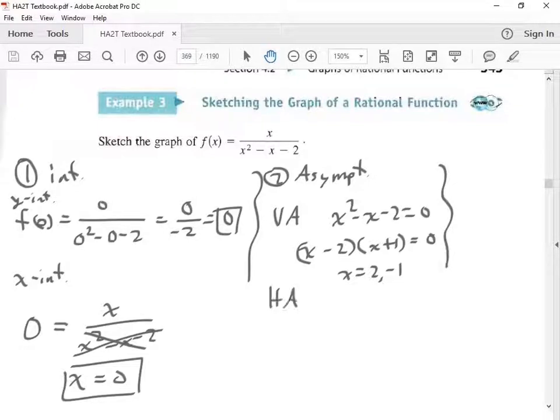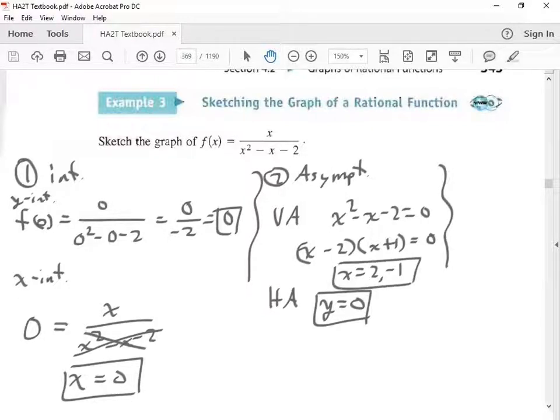Let's check out our horizontal asymptotes. Those guys aren't that bad. What's the degree on the top? It's 1. What's the degree on the bottom? 2. All right, so the degree on top is smaller than the degree on the bottom. That means we get our favorite horizontal asymptote, which is y equals 0.